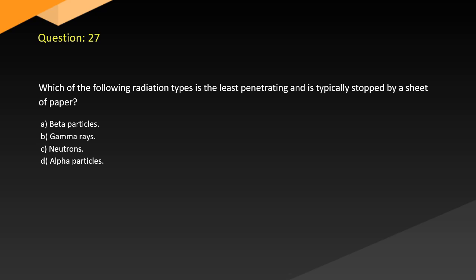Question 27. Which of the following radiation types is the least penetrating and is typically stopped by a sheet of paper? A. Beta particles. B. Gamma rays. C. Neutrons. D. Alpha particles.